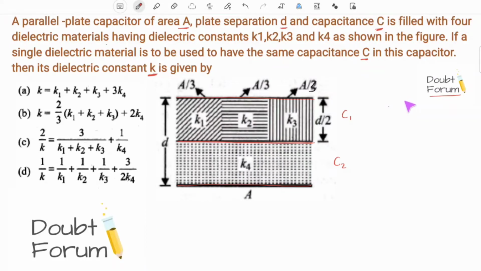So we can represent this arrangement as one capacitance C1 connected in series with another capacitor with capacitance C2. We will find the value of C1 and C2 separately. Then, because C1 and C2 are in series, we will find the total equivalent capacitance between these two points. From the equivalent capacitance, we will find the value of K.